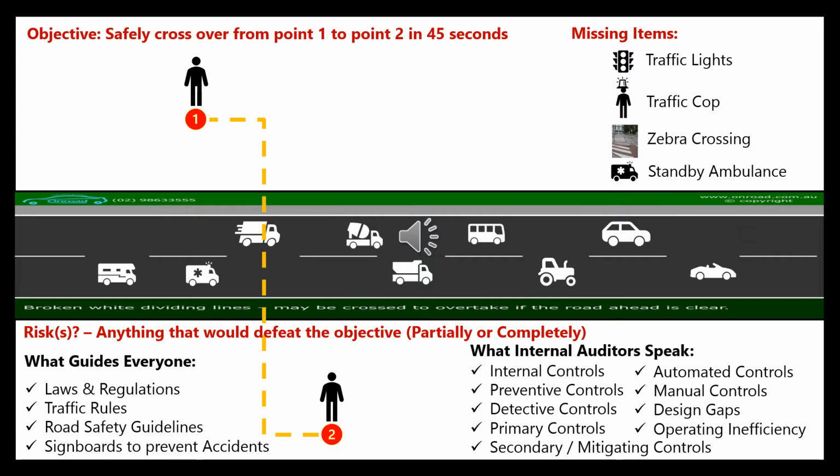Preventive controls are those which help us to prevent undesirable and unfavorable outcomes. The traffic lights here are nothing but preventive controls. Detective controls are the ones to detect if anything undesirable, for example, a loss, has happened. In this case, a traffic cop or a standby ambulance could be detective controls to see if there is some accident that has happened or any laws or regulations are being broken.